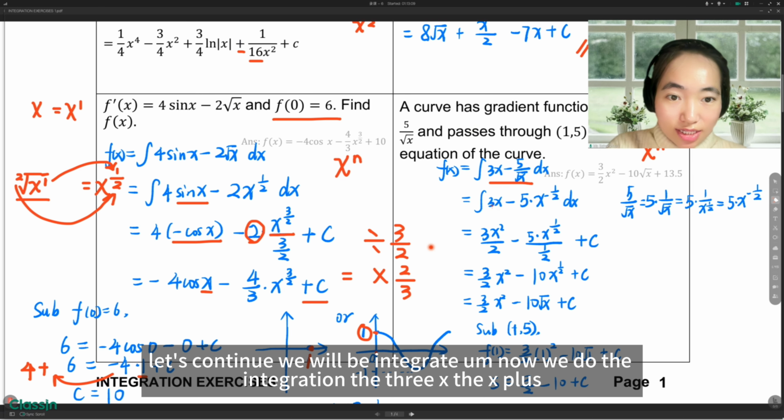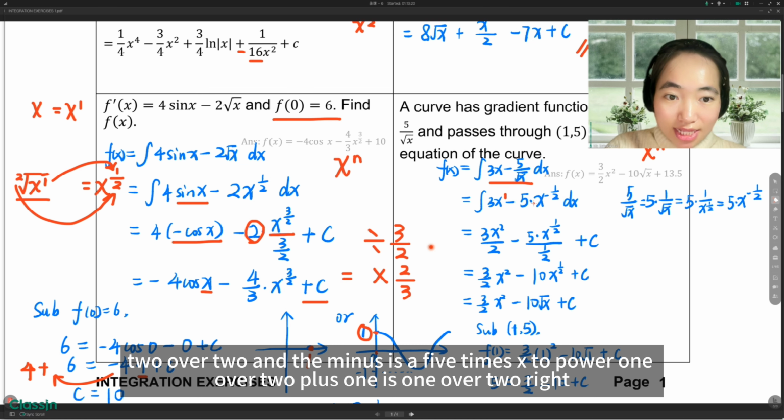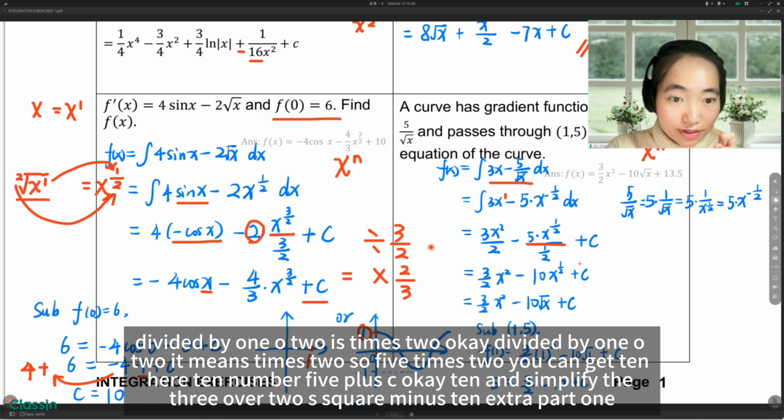Now we do the integration. For the 3x, the power plus 1 over the power plus 1. So 1 plus 1 is 2. So 3x to the power 2 over 2. And the minus is 5 times x to the power negative 1 over 2 plus 1, which is 1 over 2, right? So it would be x to the power 1 over 2 over 1 over 2. Remember, this is division, right? Divided by 1 over 2 is times 2, okay? So 5 times 2, you can get 10 here. Don't forget plus C.